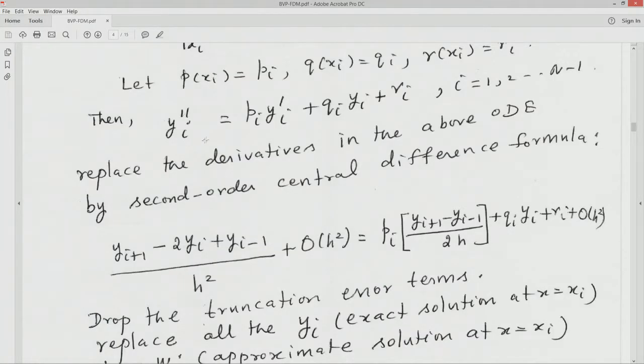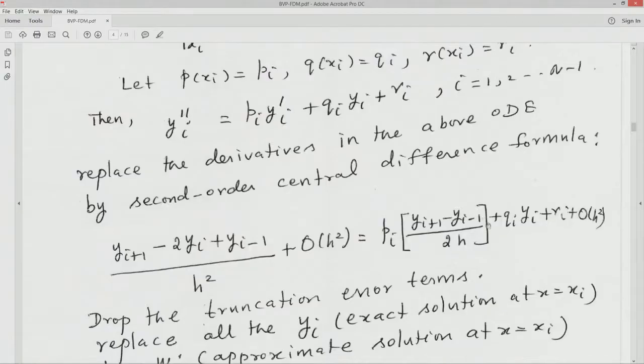So, what is y double prime i? The finite difference formula for y double prime i is yi plus 1 minus 2 yi plus yi minus 1 by h square, and the method is of order 2. So, the error is of order h square, and that is equal to pi into y prime i. Again, we replace the first derivative by a second order accurate finite difference scheme, which is the central difference formula. So, it is yi plus 1 minus yi minus 1 by 2h plus qi into yi plus ri, and here this is a second order method, so plus order of h square.